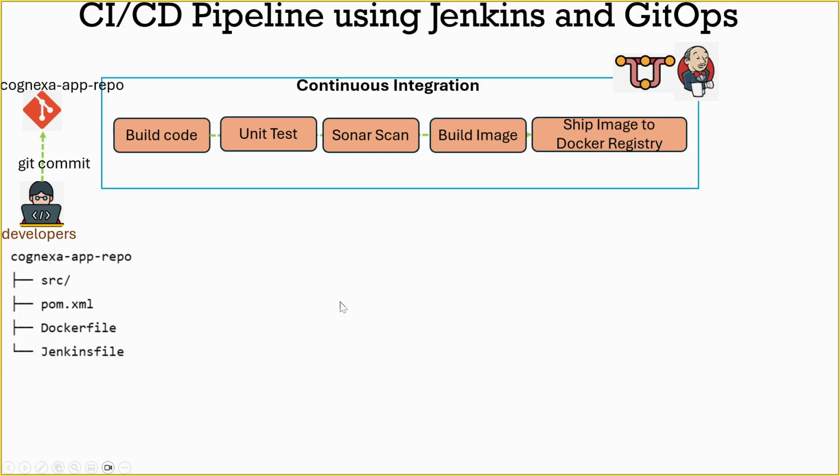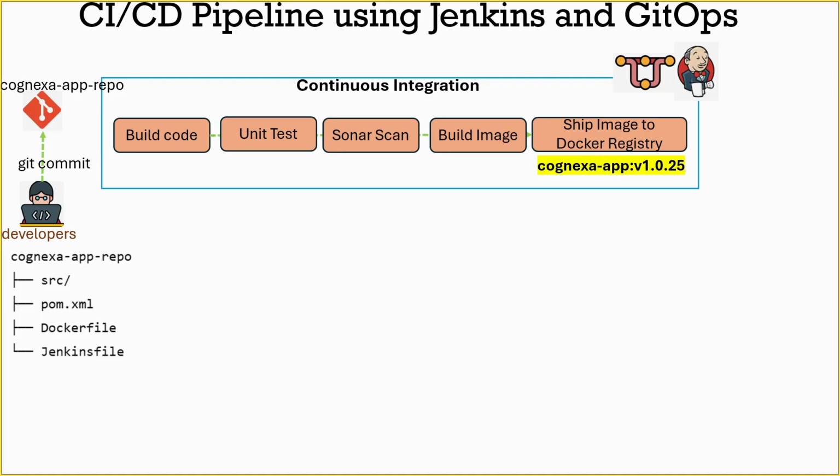The pipeline then executes multiple stages such as build code, run unit tests, SonarQube code analysis, build Docker image, and push Docker image to a container registry. The container registry could be Amazon ECR, Docker Hub, JFrog Artifactory, etc. At the end of the CI process, a versioned container image is created and stored in the container registry. For example, Jenkins may build and push the Cognexa-app image with the tag 1.0.25. So this completes the continuous integration part of the pipeline. At this stage, Jenkins has not deployed anything to Kubernetes yet.